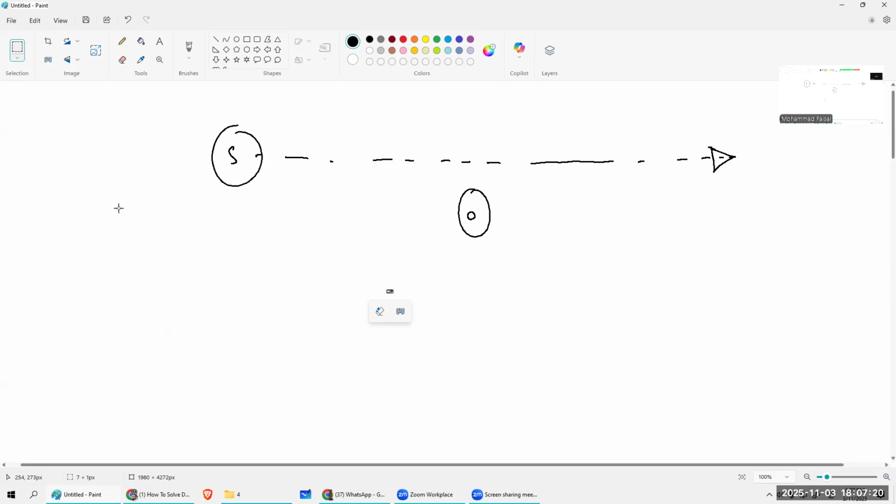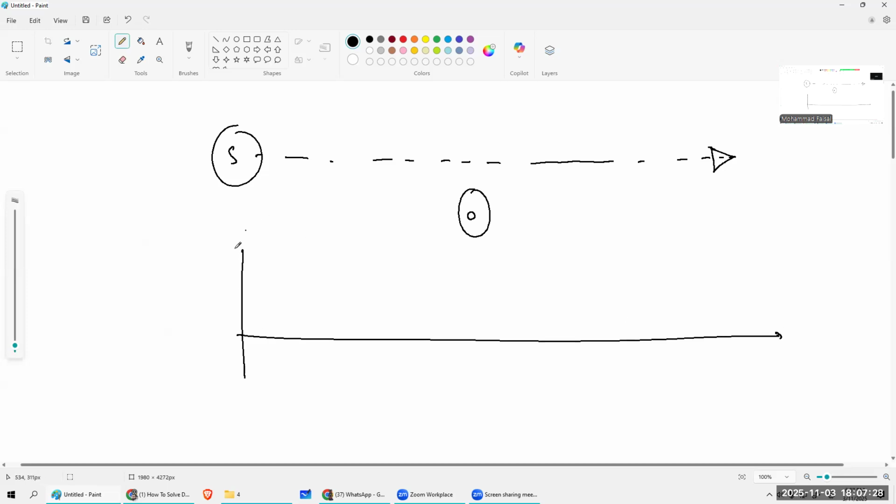I'm drawing two graphs, look at the graphs. I wrote D over here. What do you think the D represents? Distance of what? Distance covered by the source.